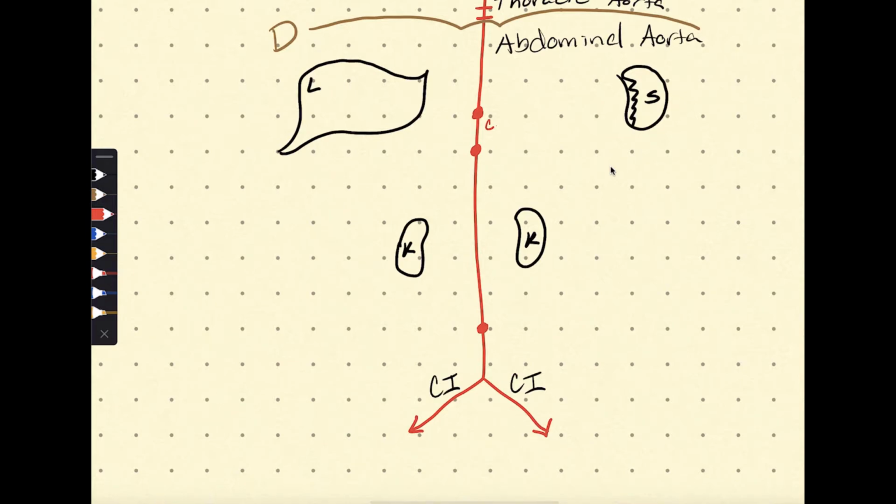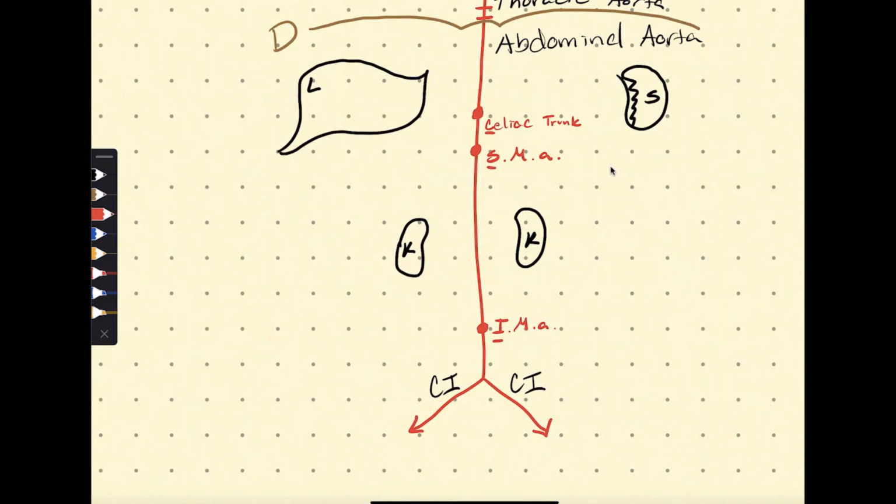So again, celiac trunk or artery. Okay. You have the superior mesenteric artery and also the inferior mesenteric artery. Of course, common acronym CSI.